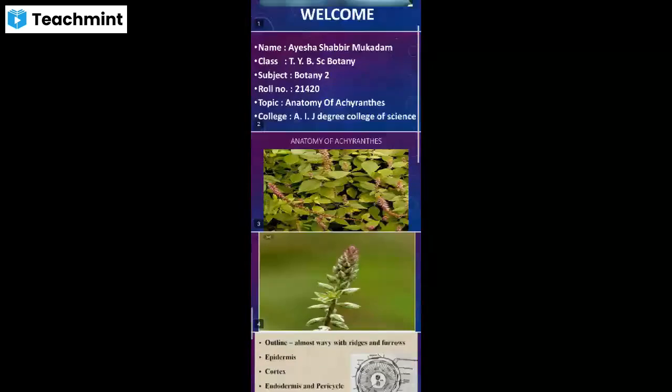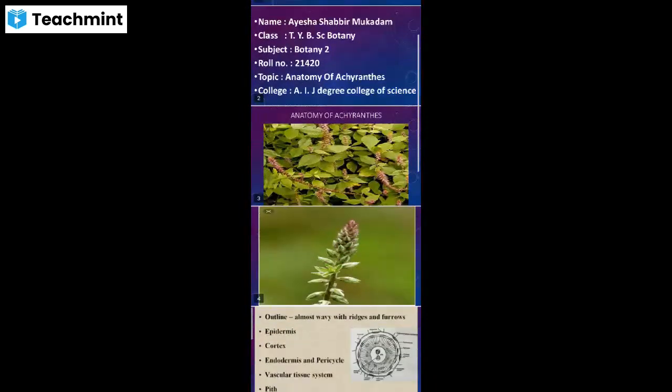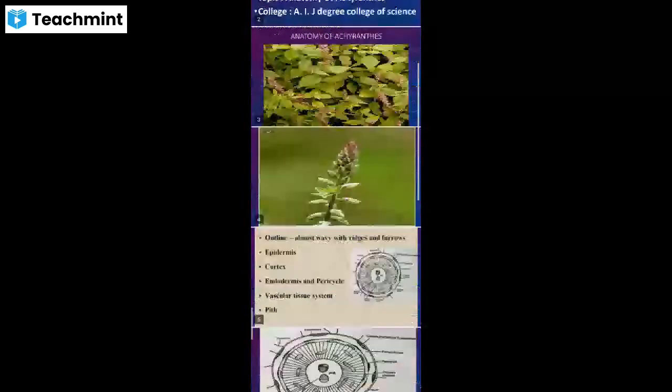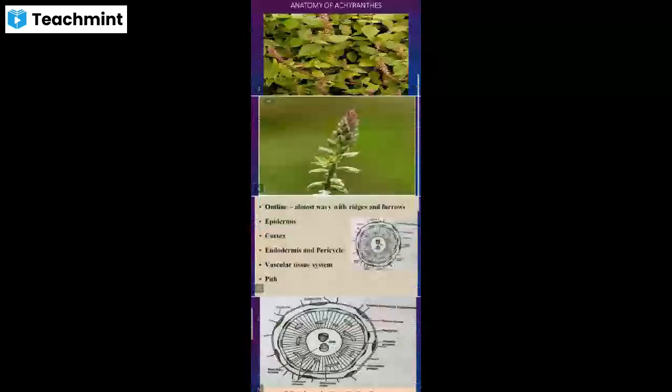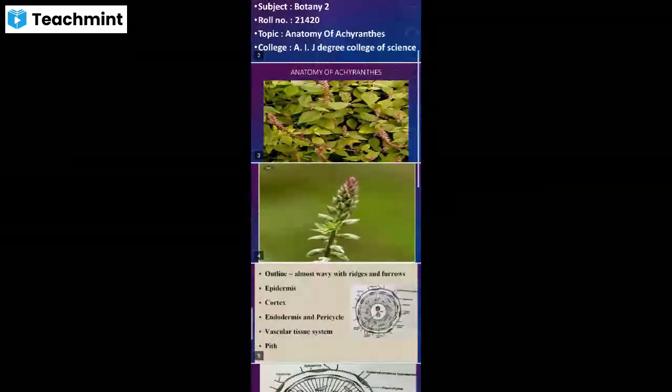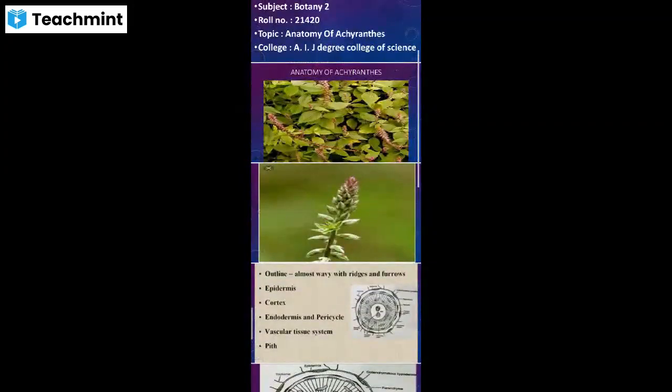Anomalous secondary growth in Achyranthes is a change in the normal secondary growth. This can happen due to various reasons, and anomalous secondary growth is mainly of two types, adaptive and non-adaptive. Now moving to our topic, the anatomy of Achyranthes. Friends, Achyranthes is a very common weed, or sometimes used as an ornamental plant. It is an annual herb which belongs to family Amaranthaceae.